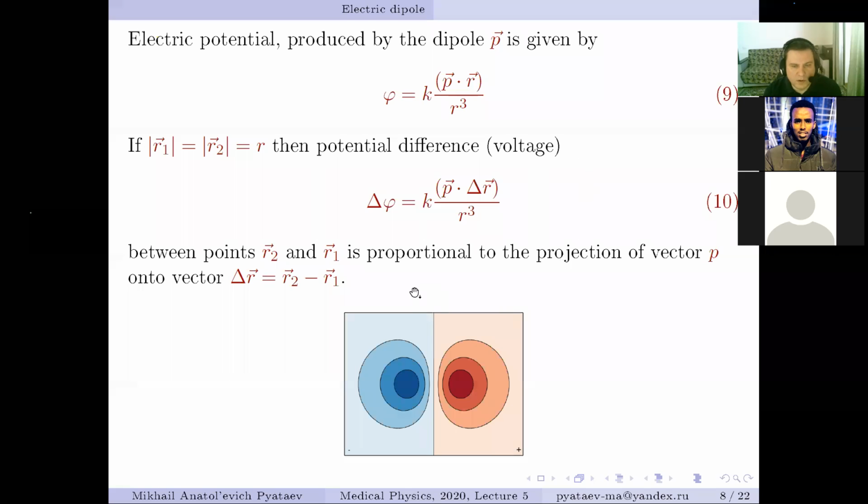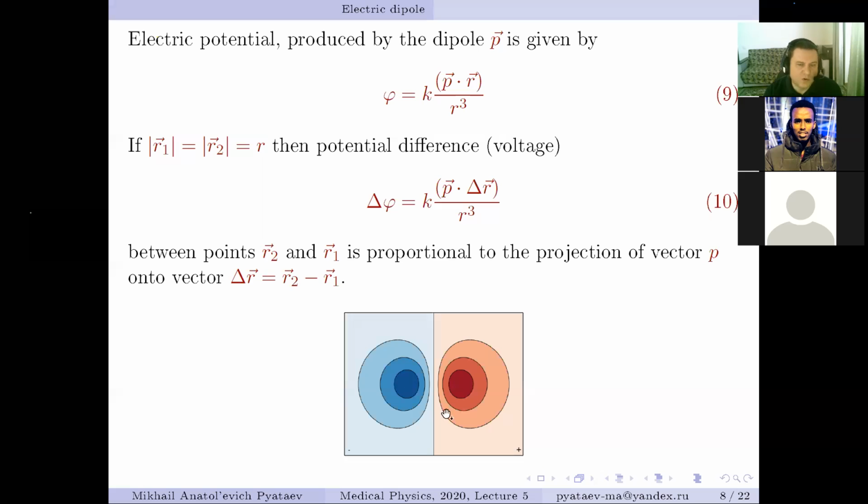And here is the picture of electric potential distribution. The color here represents the sign. So on the right hand side it is positive, for example, on left hand side it is negative. And the intensity of color represents the intensity of potential. So the highest potential is at the position of positive charge, and the lowest potential is at the position of negative charge.